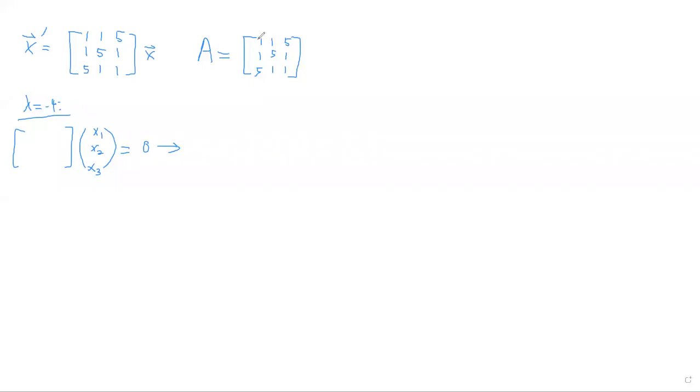A minus I lambda, 1 minus negative 4, that's 5. 5, 1, 5. 1, 5 minus negative 4, that's 9. 1, 5, 1, negative 3. Okay, now let's rewrite this. Okay, so 5, 1, 5, 1, 9, 1, 5, 1, negative 3.